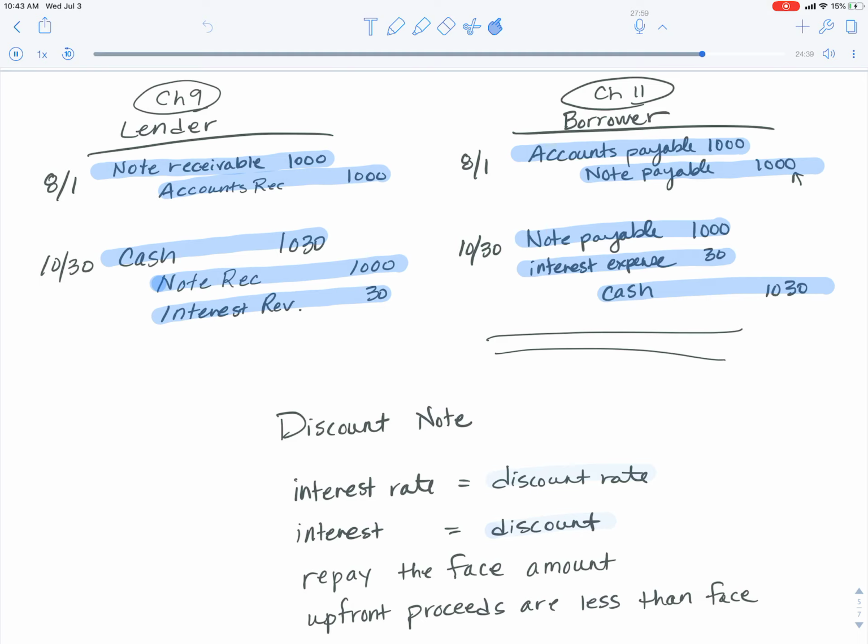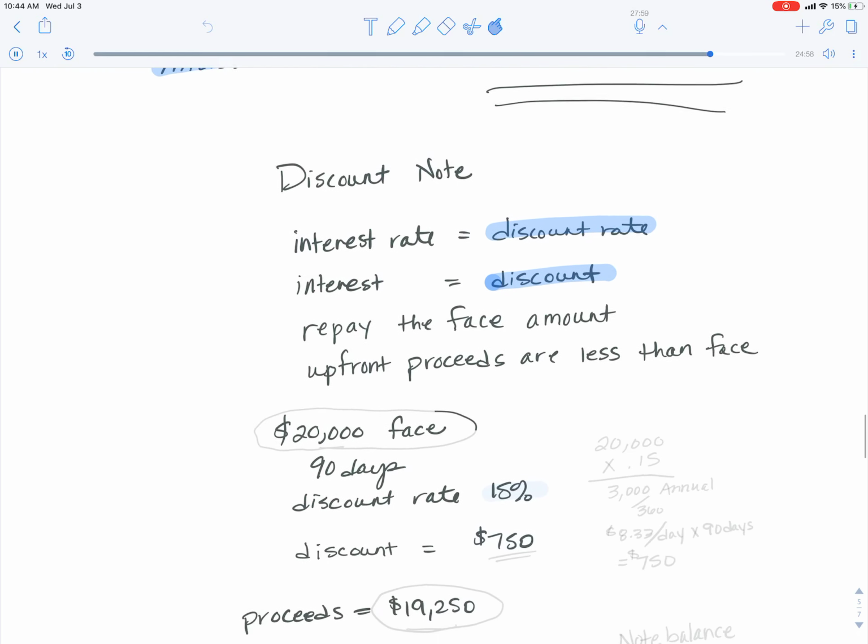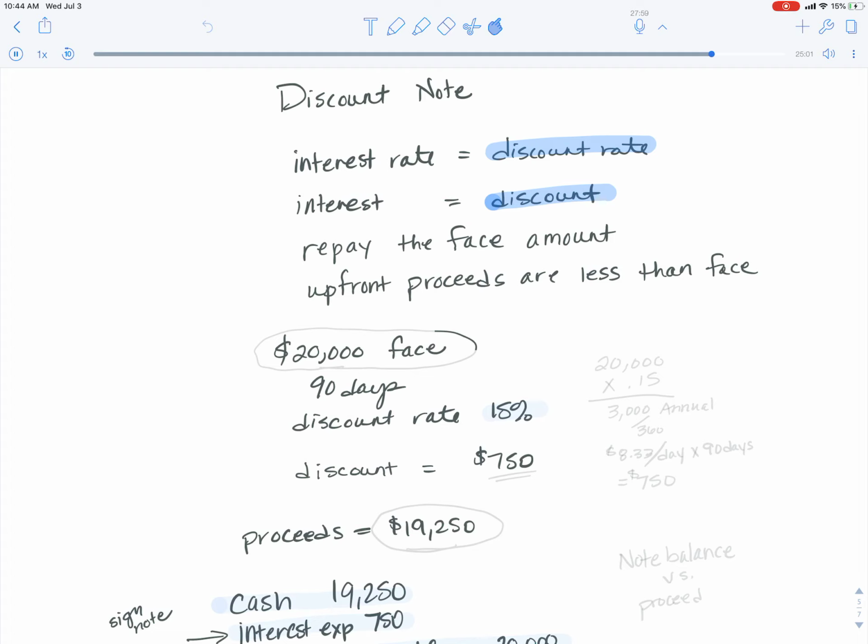A new concept in this chapter is a discounted note. So if we have a discounted note, we're still going to have an interest rate, which is called the discount rate, and the interest is going to be equal to the discount. So the upfront proceeds of a discounted note are actually less than face value. So let's look at an example. Let's say I have a $20,000 note. Well, what the bank is going to do is they're going to say you have 90 days to pay it, and the discount is 15%.